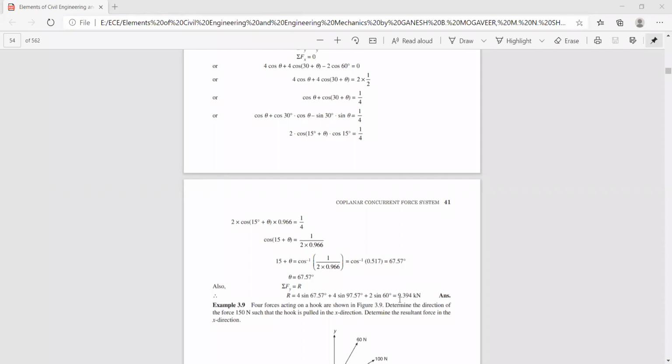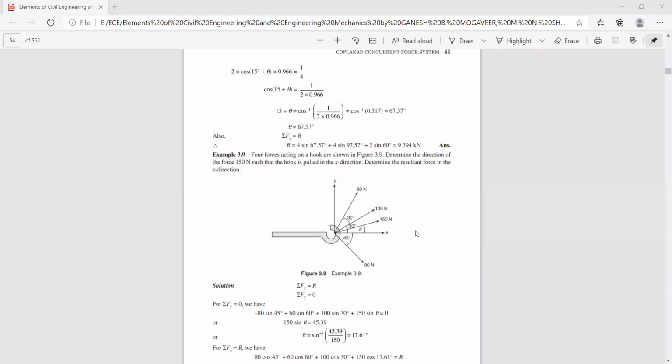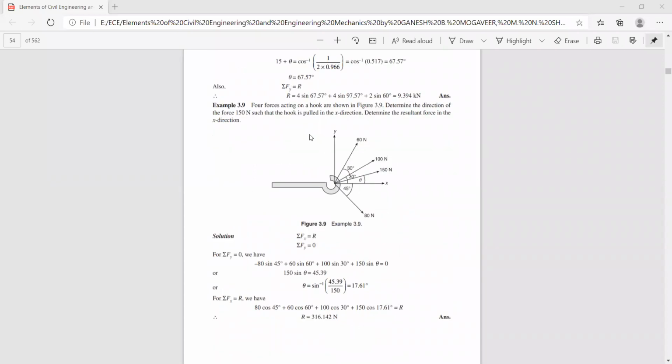Always write the appropriate unit against the answer. If you write merely 9.394, it doesn't carry any meaning. So as soon as you arrive at an answer, you write the appropriate unit, whether it is Newton or kilonewton. Any doubts with this problem? Here you have to use the cos(A + B) formula, thereby you get the angle, and also you can find the magnitude of the resultant.